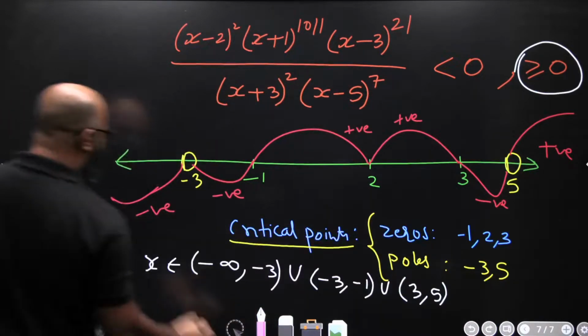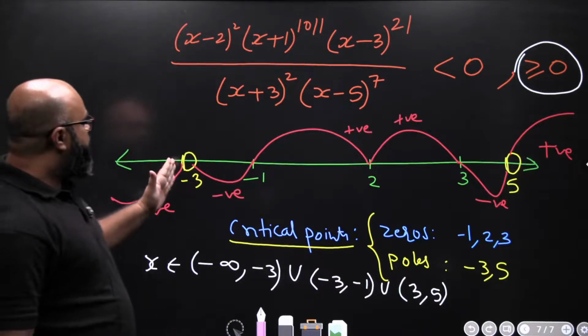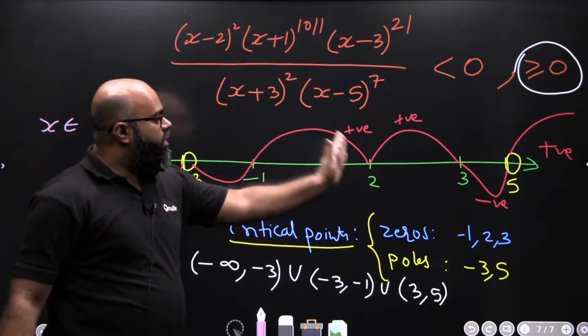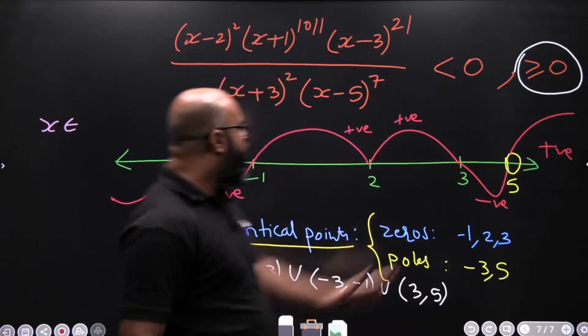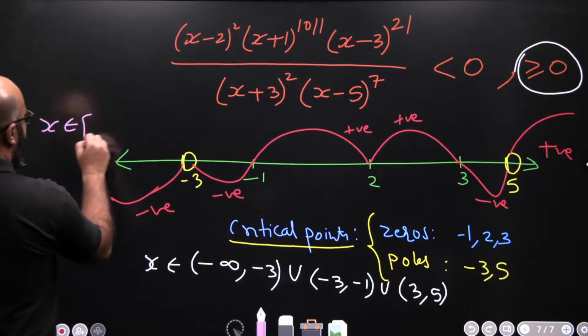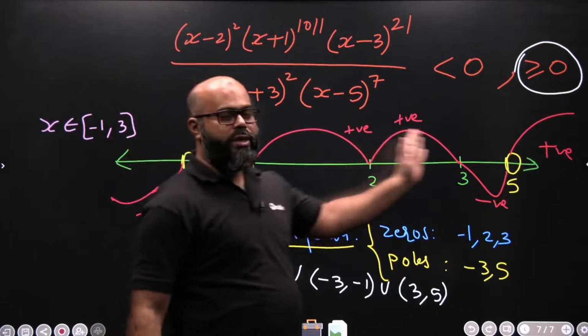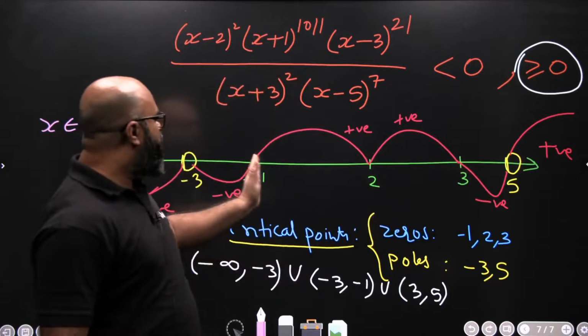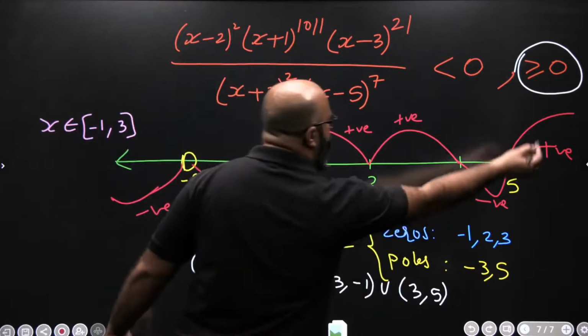X belonging to, here it is less, here it is less, here it is greater than or equal to 0, here it is equal to 0, here it is greater than or equal to 0. So we can directly say from -1 to 3, we should not break from -1 to 2 and then 2 to 3 unnecessarily, because 2 is also included, and then we have 5 to infinity.